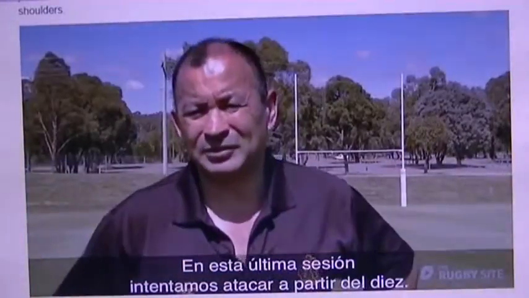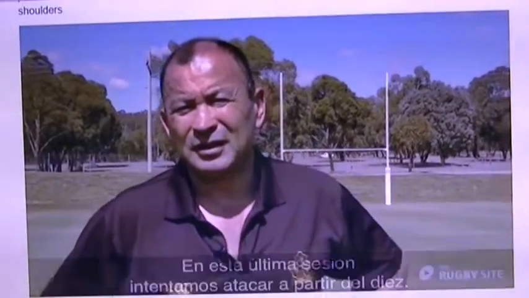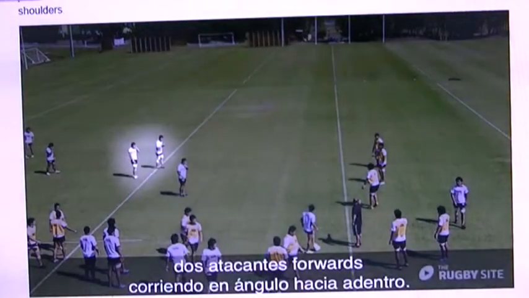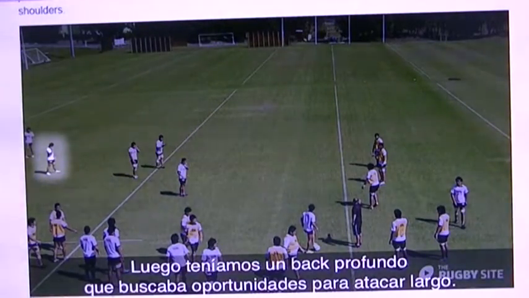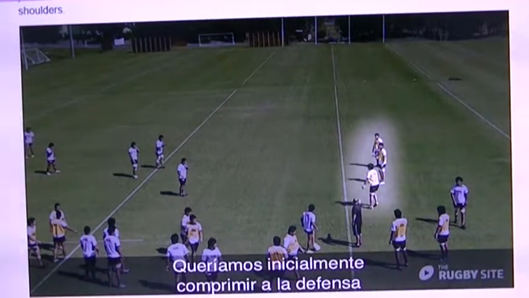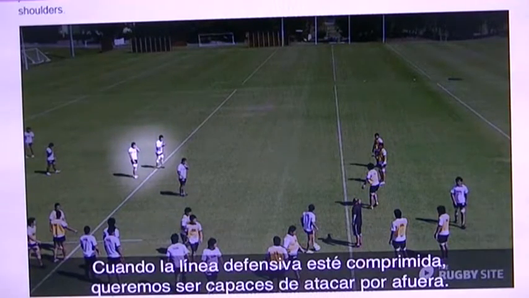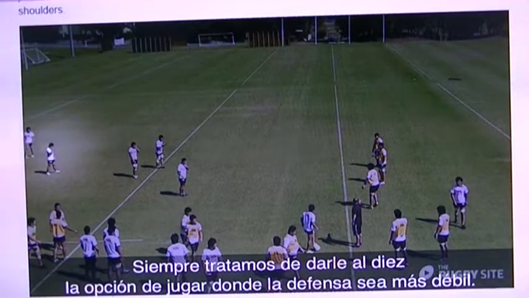In the last session we tried to attack off 10. We gave the 10 two options on the outside, 2 forward runners running unders line, and then had a back out the back who's looking for the opportunities to go wide. So what we're trying to do is initially compress the defence by having runners going through the defence line. When the defence line is compressed, then we want to be able to play to the outside. So we're always trying to give the 10 the options to play where the defence is weakest.